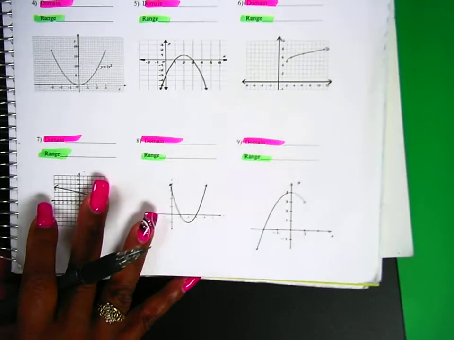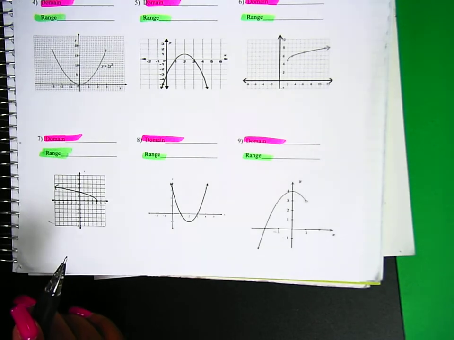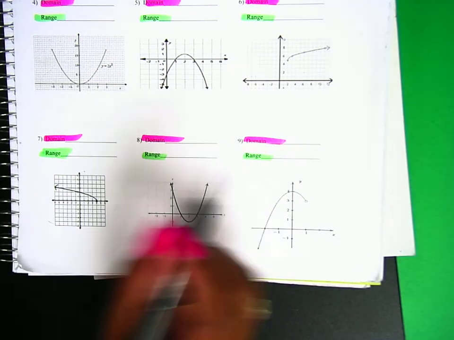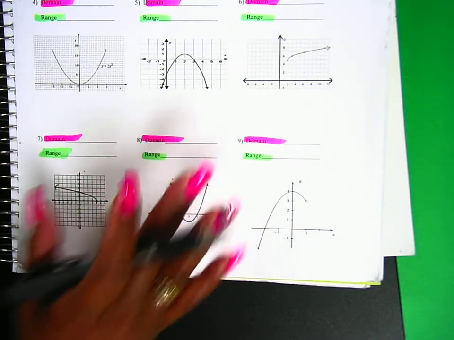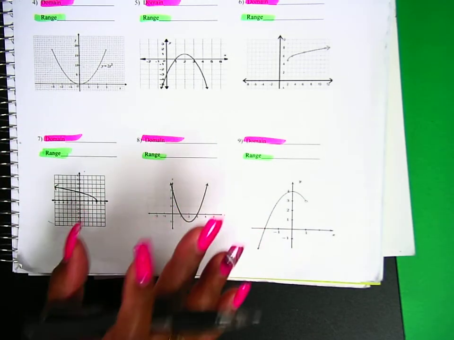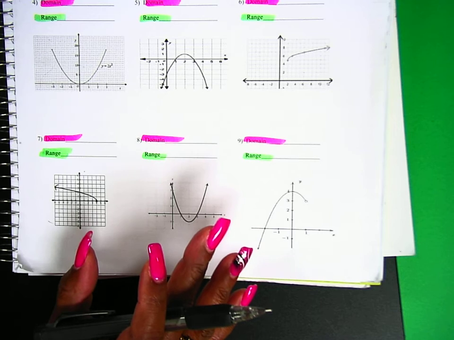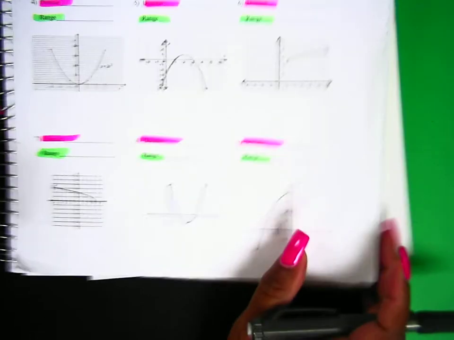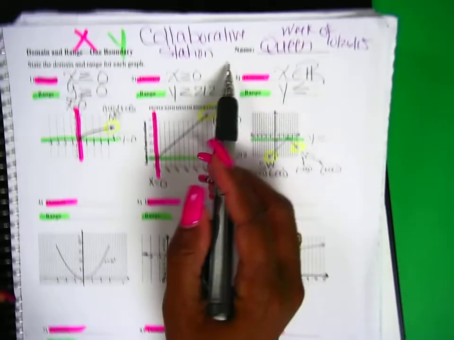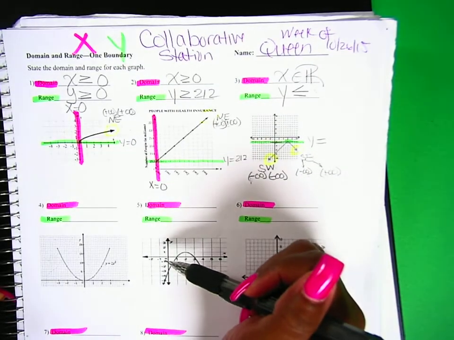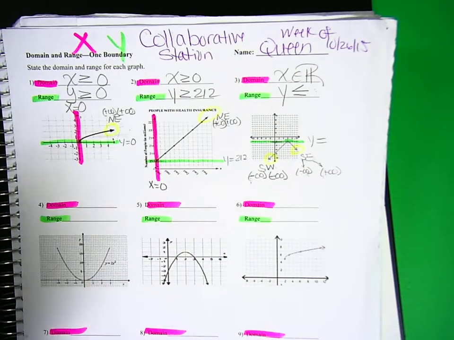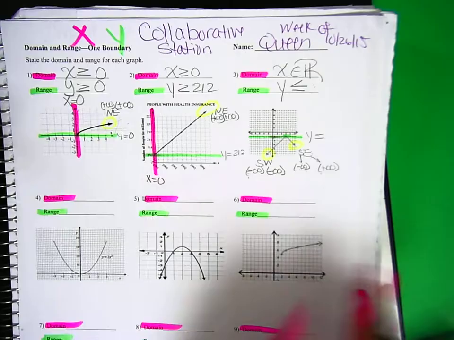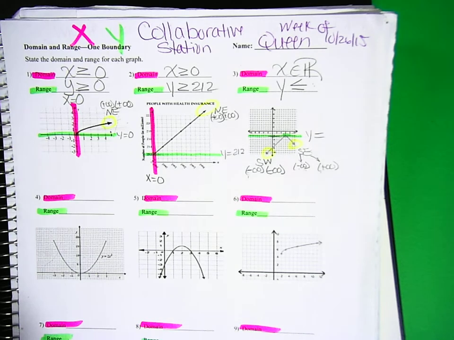Going to the next, you might ask, are you really going to do all this for us? No, I'm not. Guys, what I want you to do is rewind the video, pause it, and make sure you understand it. Listen to what I'm saying and what I'm writing, and talk to your partner, because remember, this is the collaborative learning station. You should be working with your partner to make sure that both of you understand how to determine the domain and range when there's one boundary.